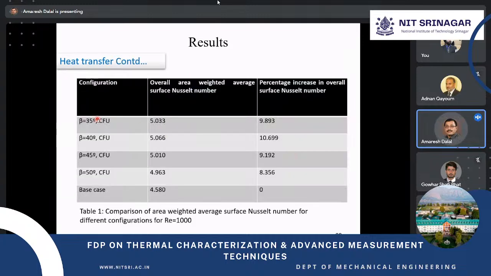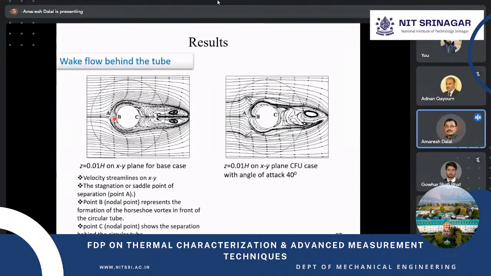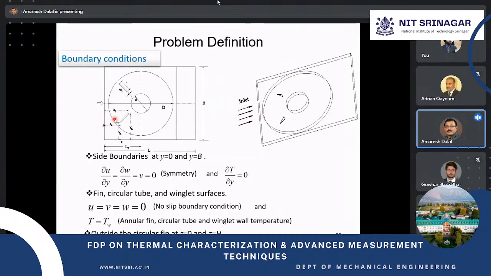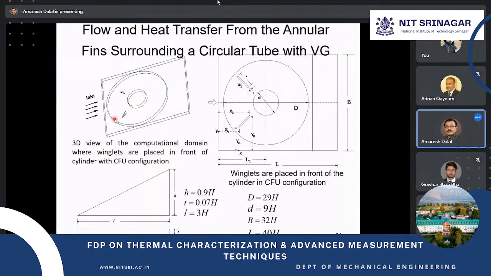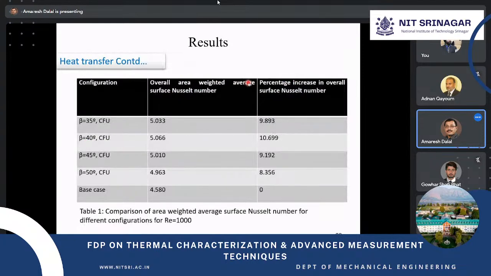And you can see now beta, here beta we have defined in another way. Here this beta is given this way, so you can see it is similar. So as you are increasing the beta, how does the overall area-weighted average surface Nusselt number vary?